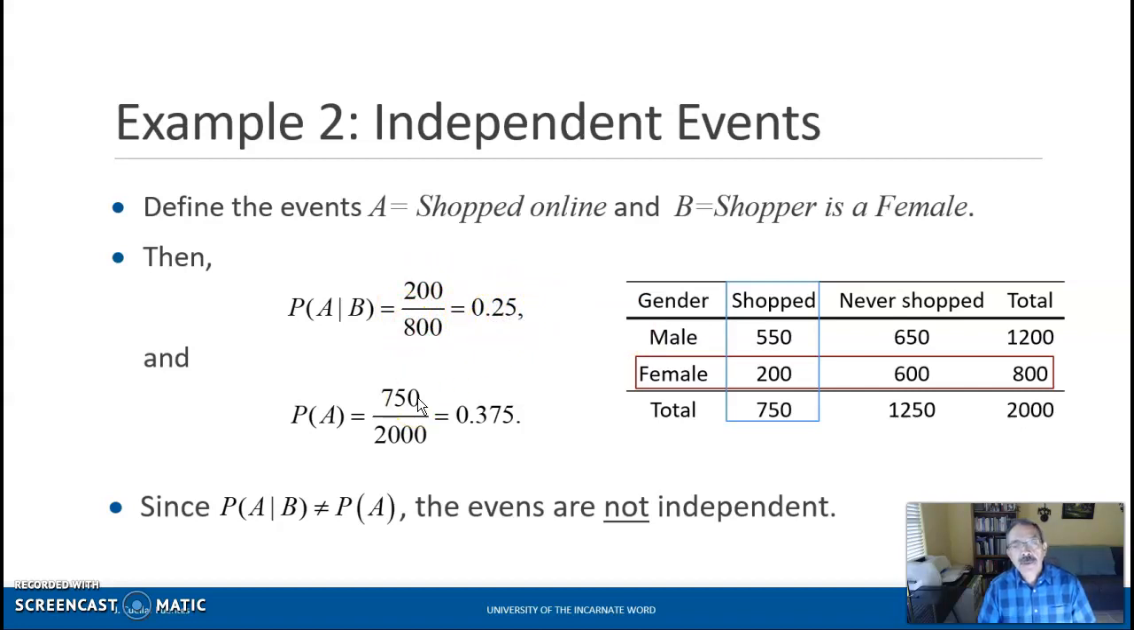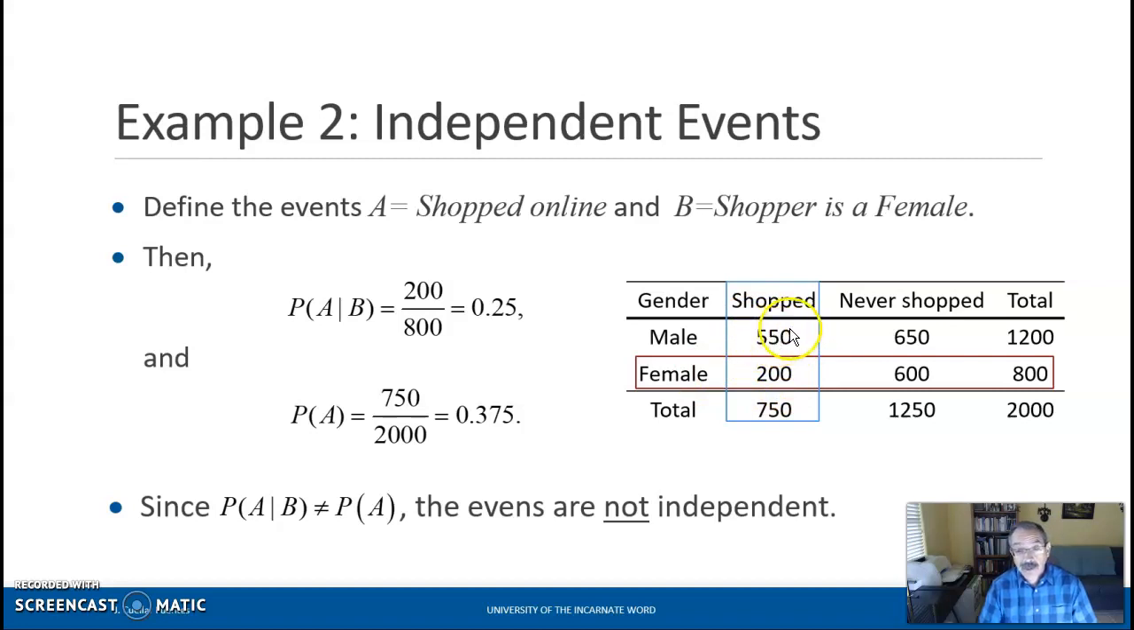Now let's calculate the probability of shopped online. Here we don't care about gender, we just want to find the probability that shopped online. And that's 750 out of 2,000. That's 0.375. You find that these two probabilities are not equal. Therefore, the events shopped online and shopper is a female are not independent. They are dependent events.